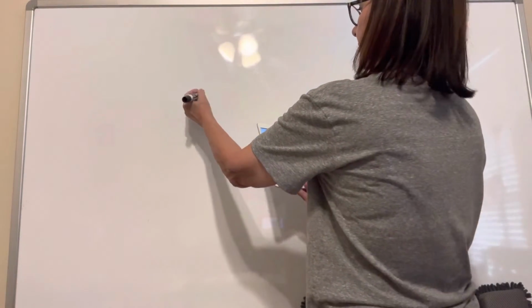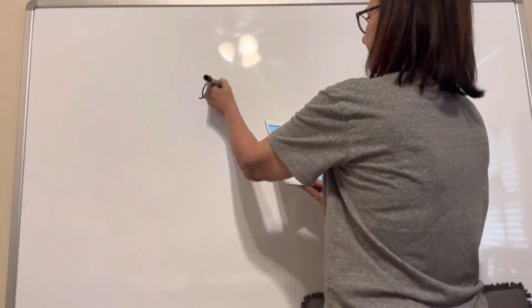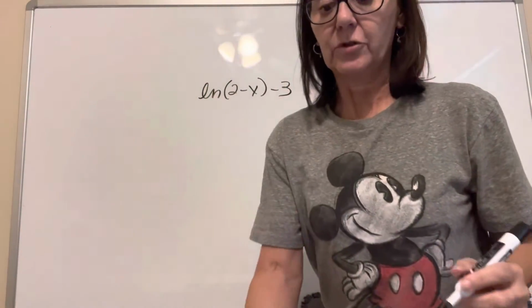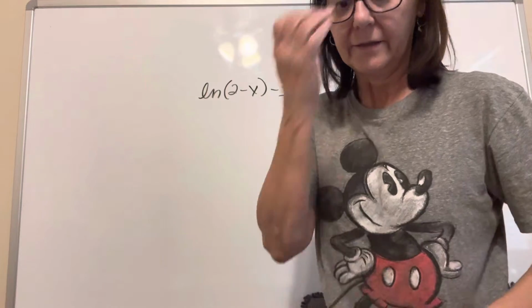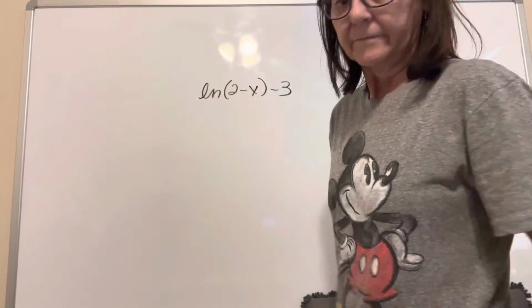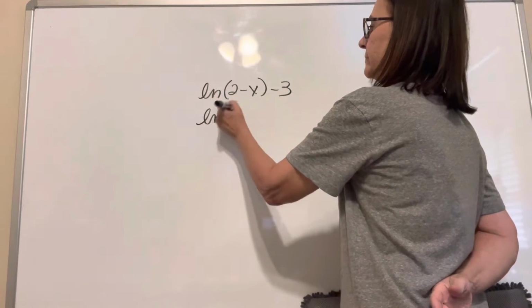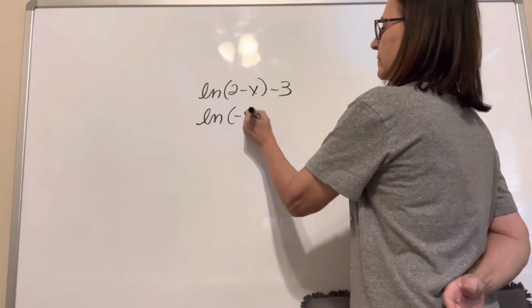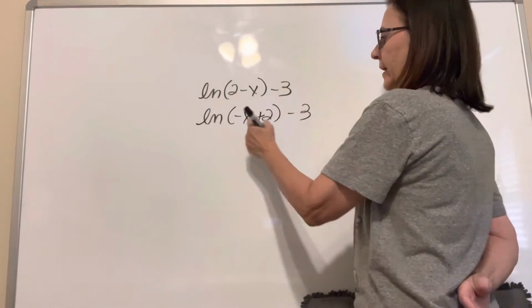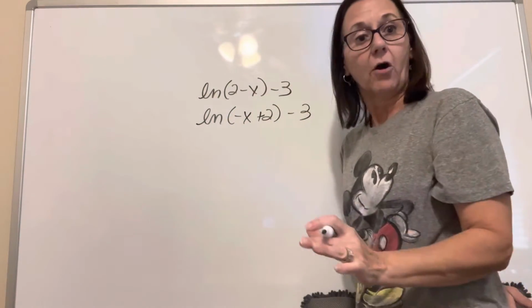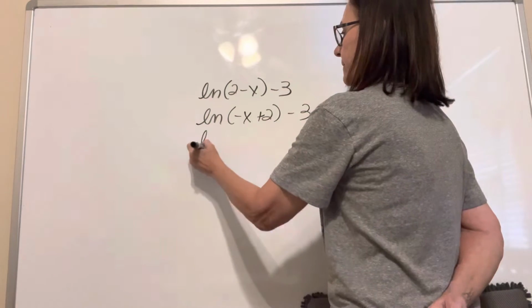Example 6, we have the ln of 2 minus x minus 3. And then we're going to talk about the domain and the range. All right, this is not in proper form. I can't have that negative. I have to factor that negative out, just like we did in all the other transformations.